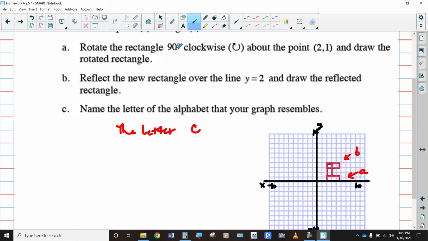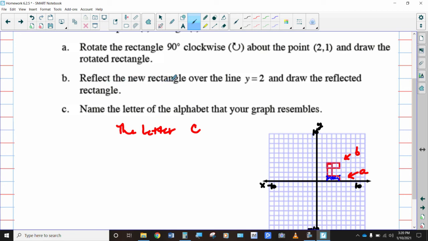And then it says rotate it 90 degrees clockwise, so it's going to go this way. And the pivot point is at (2, 1), so there's the pivot point. So this point comes down to here, and these guys follow, and so this is the answer to A.